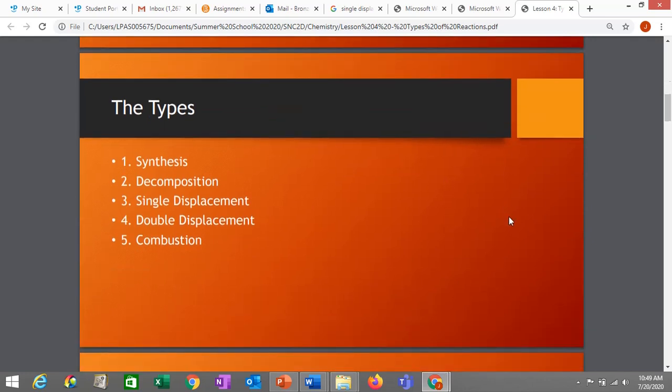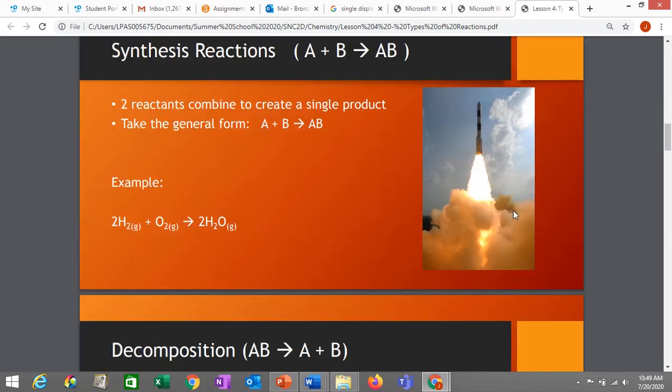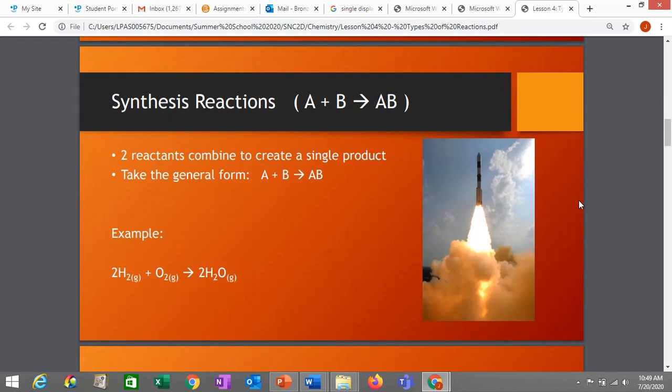Types of reactions. So these are the ones you're going to have to know: synthesis, decomposition, single displacement, double displacement, and combustion. So we're going to go over all 5. Okay, number 1, synthesis reactions.